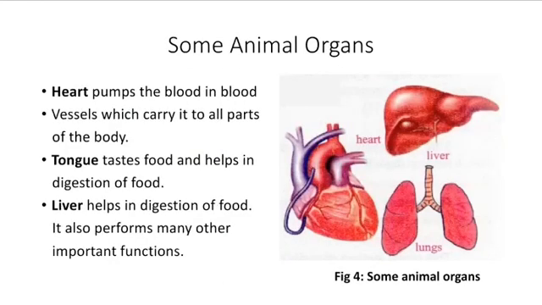Here are some animal organs. The heart pumps the blood into blood vessels, which carry it to all parts of the body. Our tongue is an organ which tastes food and helps in digestion of food. The liver is an organ which helps in digestion of food. It also performs many other important functions.